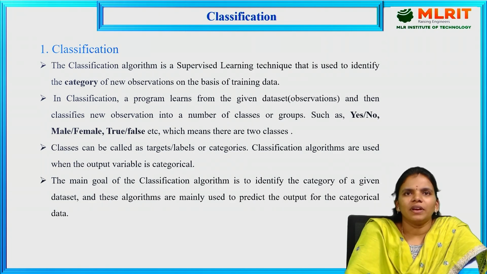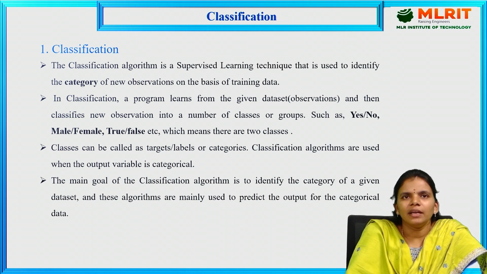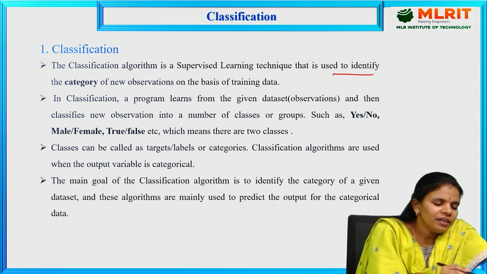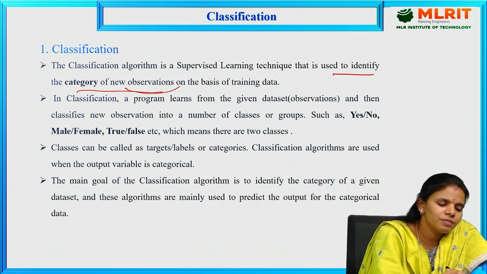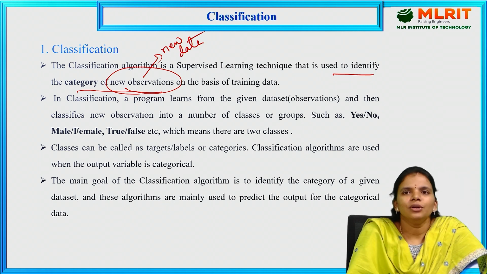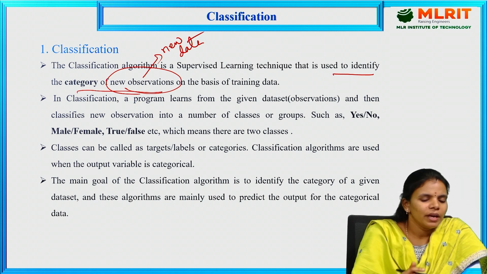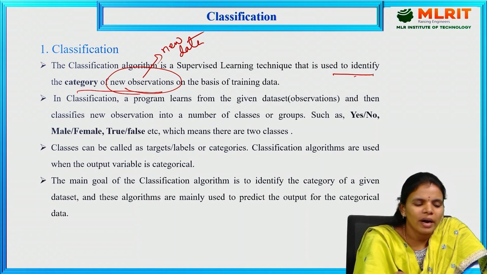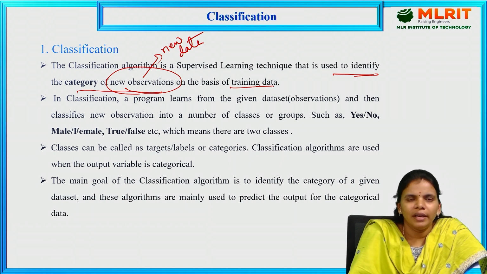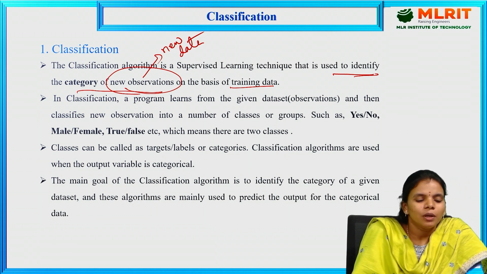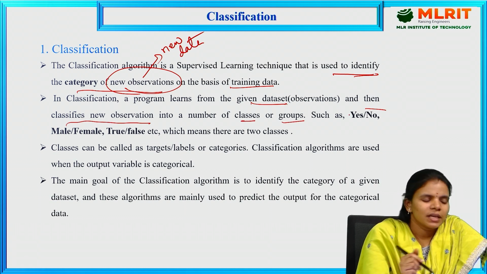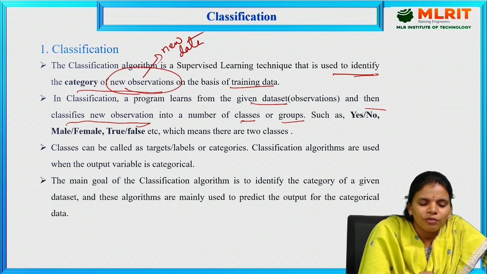Coming to classification. The classification algorithm is a supervised learning technique used to identify the category of a new observation. What is this new observation? The data point which is new to the model, or the unseen data to the model, is called a new observation. The classification algorithm is used to identify the category of the new data point on the basis of training data. In classification, a program learns from a given data set, and then the algorithm classifies a new data point into a number of classes or groups.